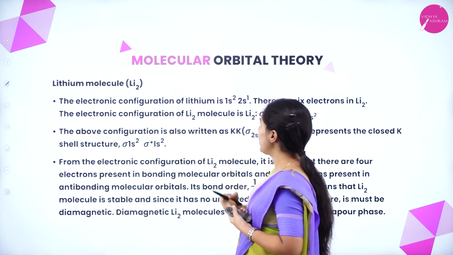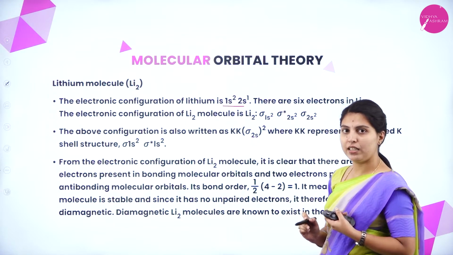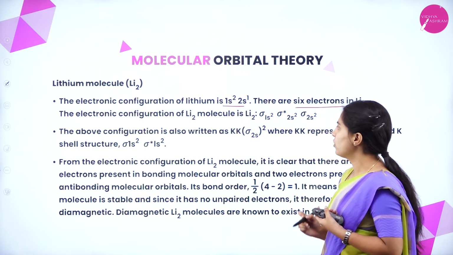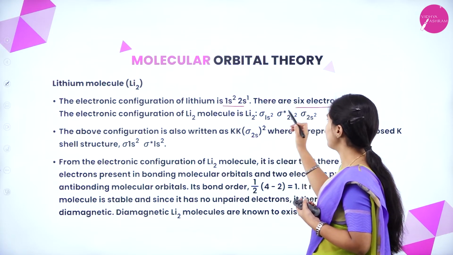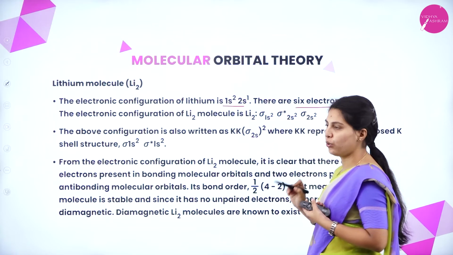The electronic configuration of lithium is 1s2, 2s1. Because 3 is the atomic number, but 6 electrons are present in the lithium molecule. So what is the electronic configuration? Sigma 1s2, sigma star 1s2, sigma 2s2.